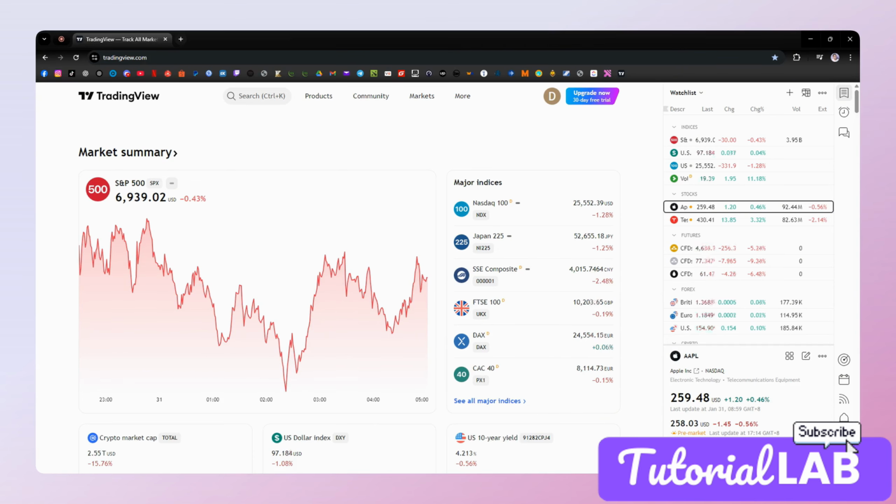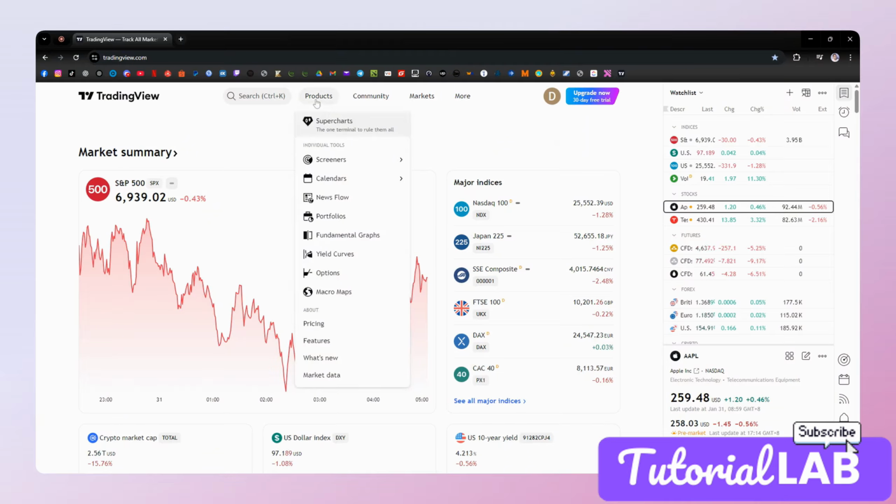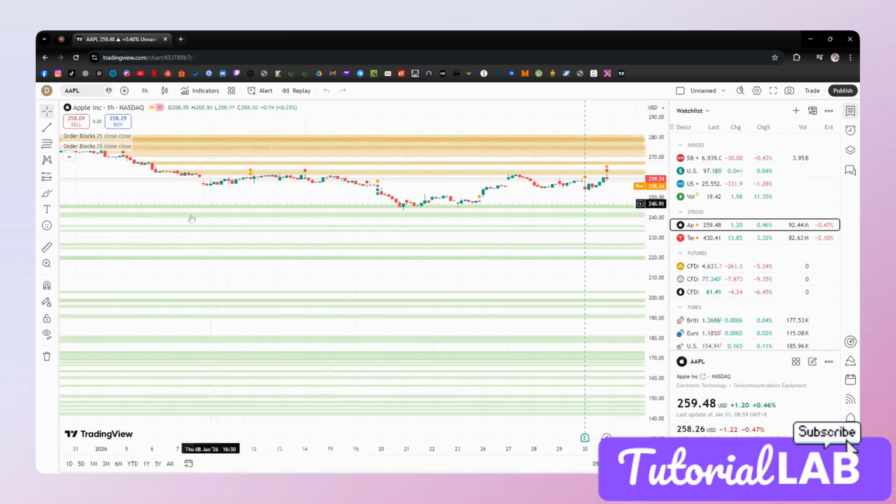Now, we'll walk through a simple way to add an order block indicator. First, open your browser. Go to tradingview.com. Once you're on the page, log into your account. After logging in, go to Products. Under Products, you will see Supercharts. We'll use Supercharts as an example. Click Supercharts. Now, this is your Supercharts.